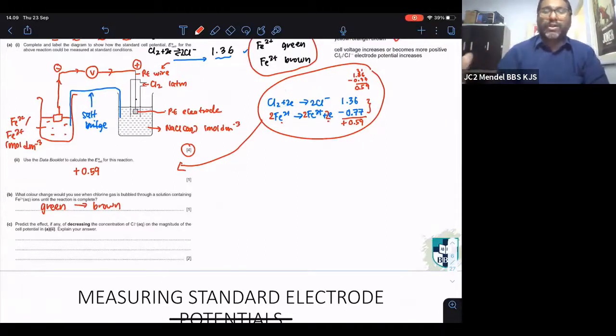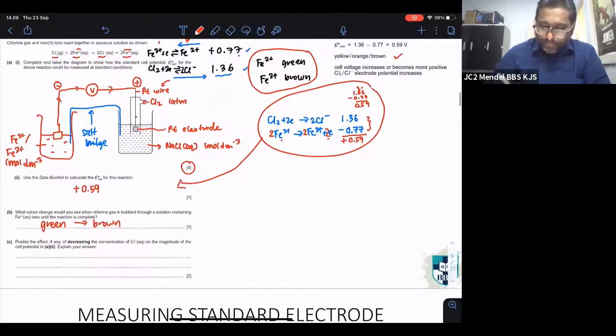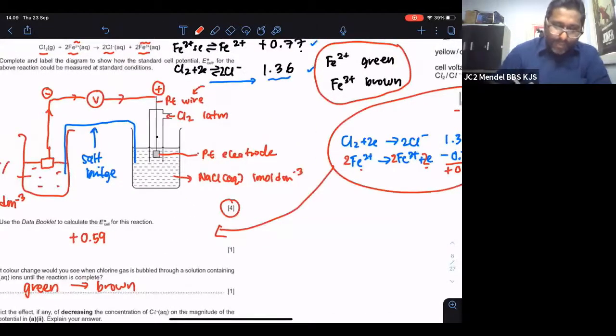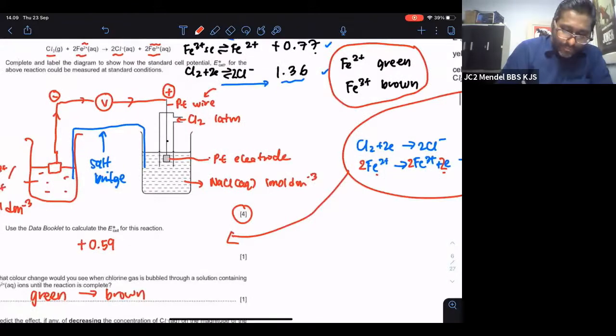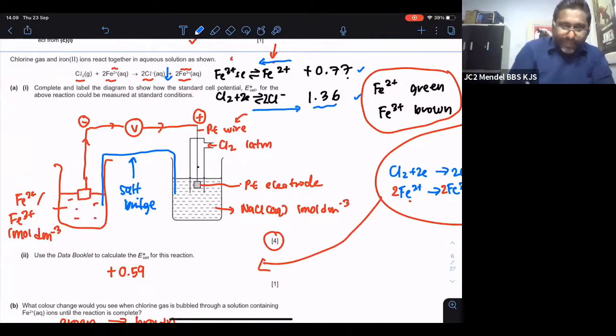One, you can do an actual calculation. Another one is just by using the equation, you can predict. Like in the previous example, if you have chloride ion decreasing, according to LCP, Le Chatelier's principle, you need to increase the chloride ion concentration. How do you increase the ion concentration? By shifting the position of the equilibrium towards the right.